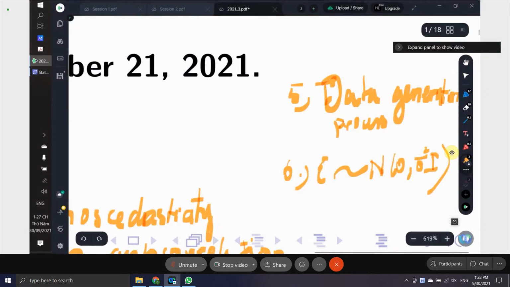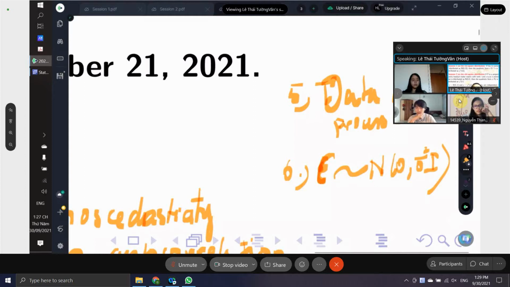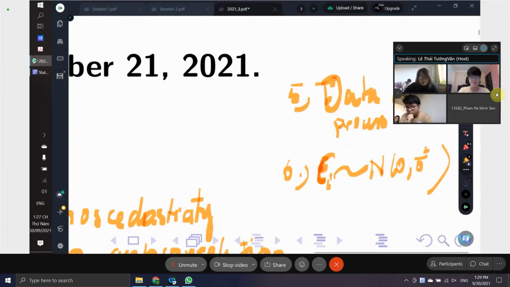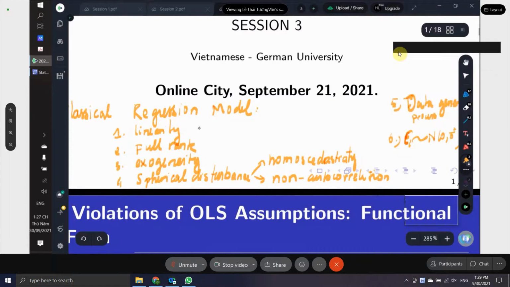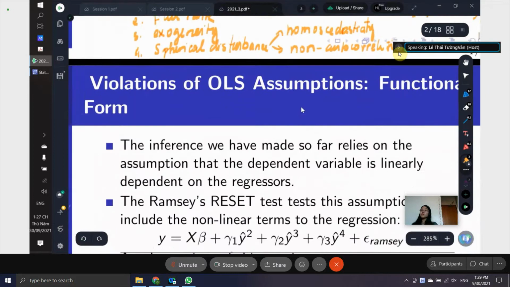Now, what I'm writing here is, when I write epsilon, I mean it is a vector. And if it is a vector, then the variance covariance matrix is an n by n matrix. If I write it for a single element, then in that case I don't need the I here. So we have 6 assumptions. Now, the first one is linearity.